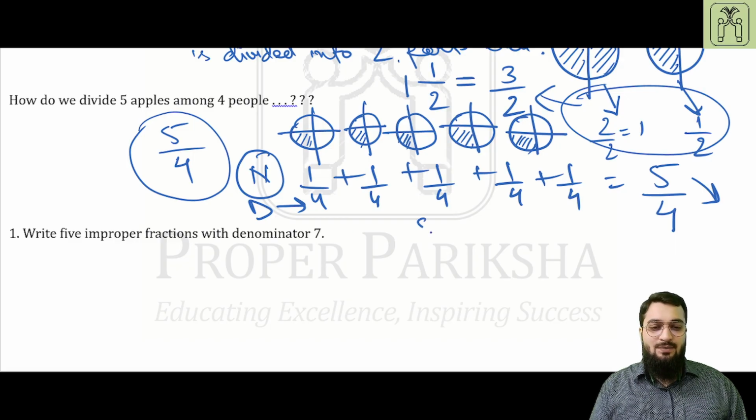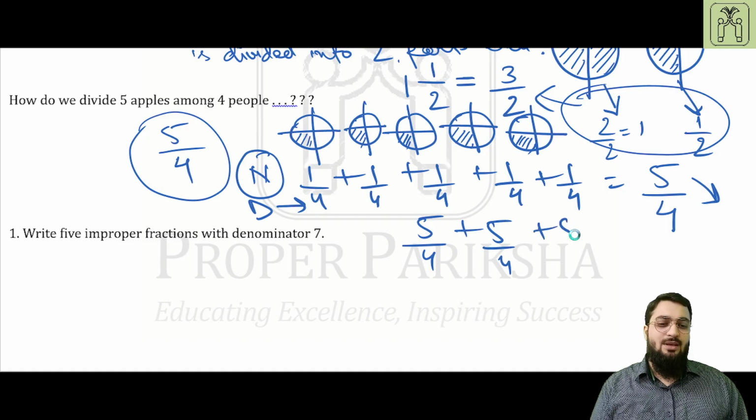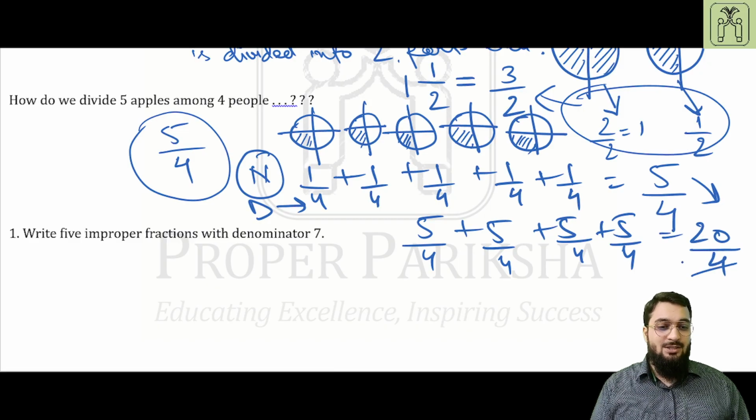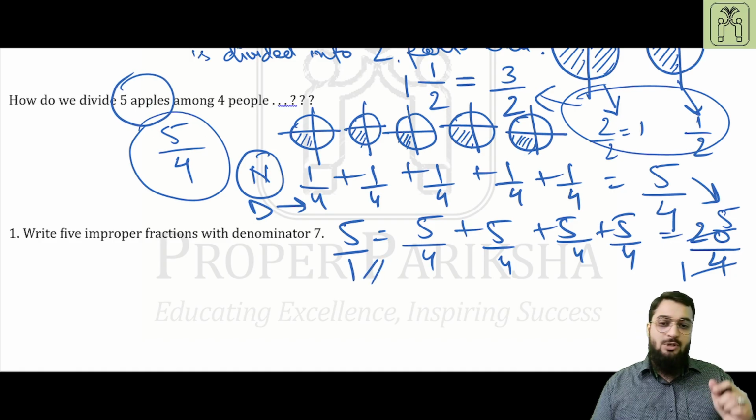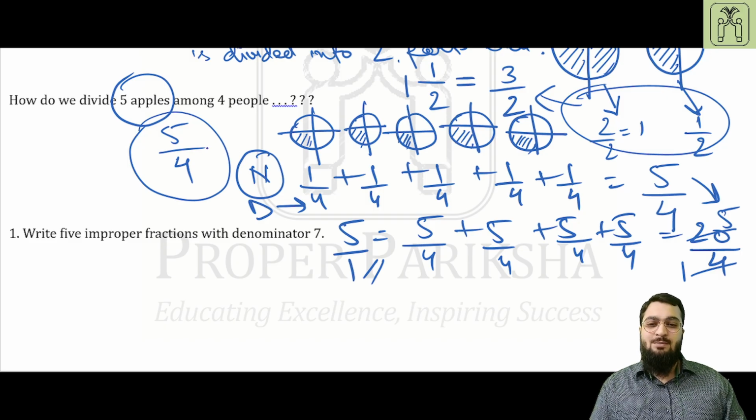And if you write 5 upon 4, 4 times, let us see what the result is. 5 upon 4 and again 5 upon 4, you will see that we get 20 upon 4, and if you divide 20 by 4, the denominator gives 1 and the numerator gives 5. This gives the answer 5 upon 1 apples, which was the original thing we started with. So I hope you understand. How do we divide 5 apples among 4? The answer is 5 upon 4, and we have just explained how.